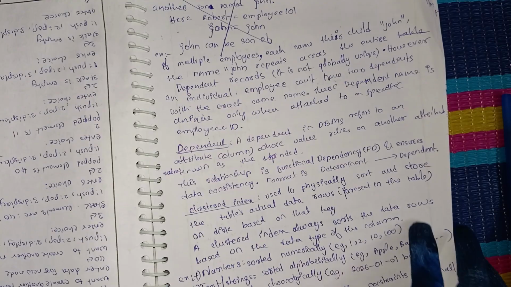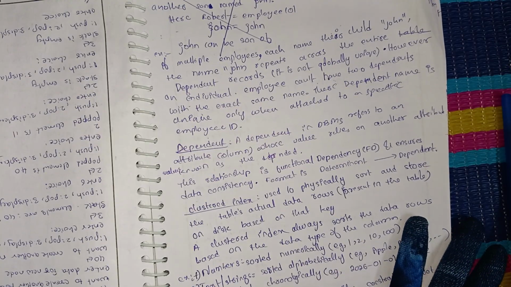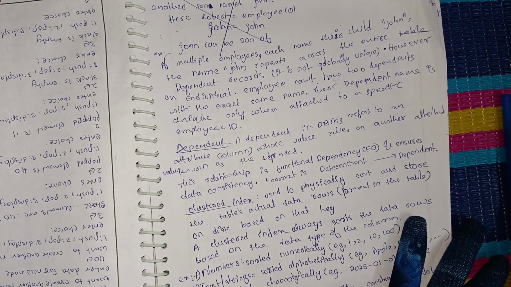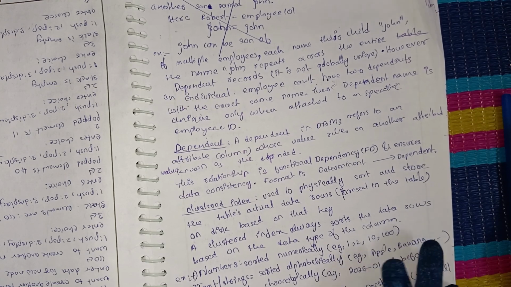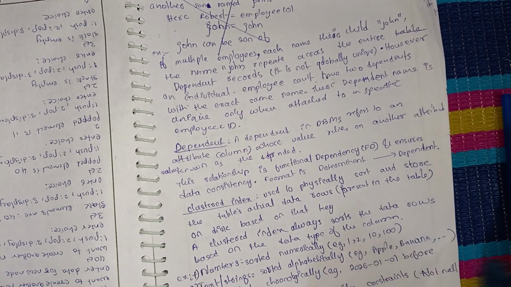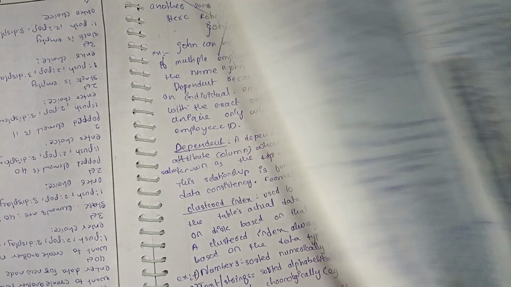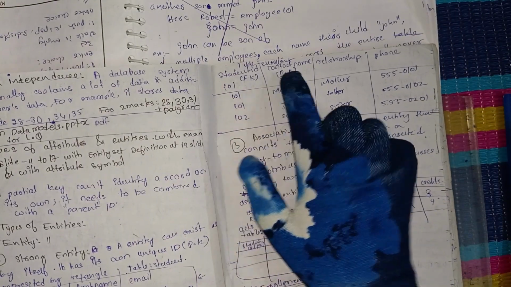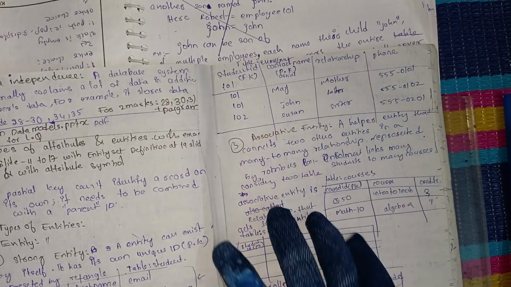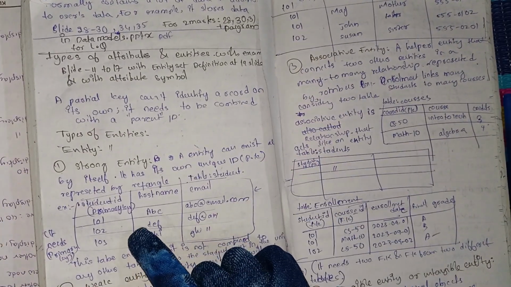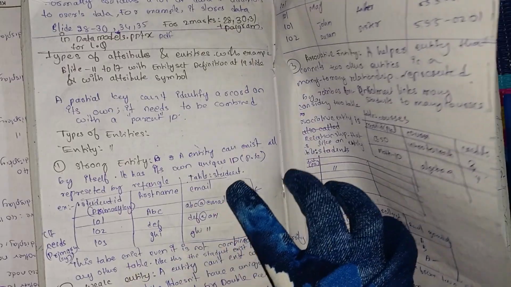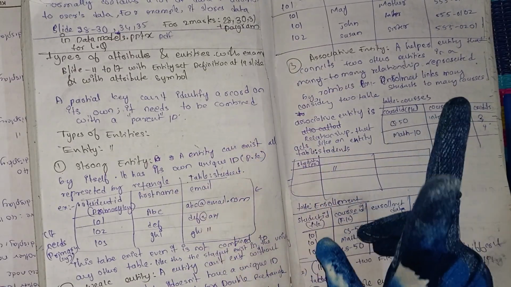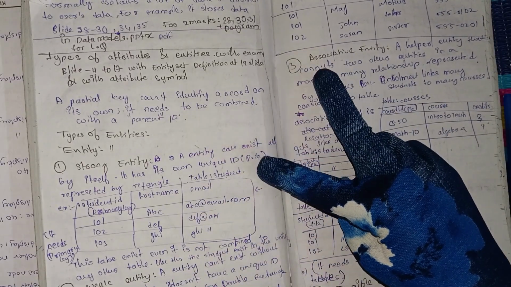And then we have another example, that is enrollment table: student ID, contact name, relationship, phone. So here two tables are there. Two tables are there.